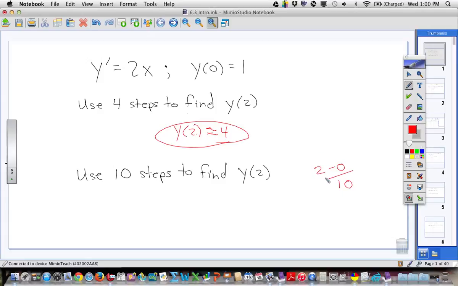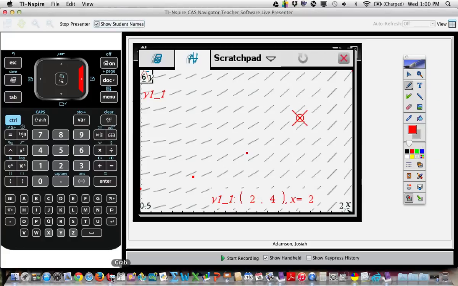A lot of people have trouble figuring out where the 2 and the 0 come from. Again, it comes from these x values. We're starting at 0 going to 2. So we're going to go a distance of 2, and we want to do it in 10 steps. 2/10, which is 0.2.